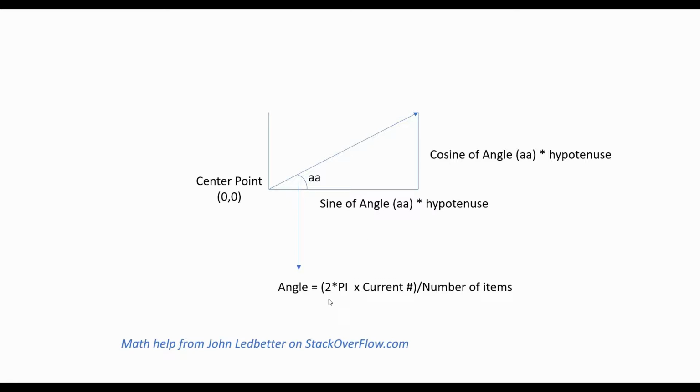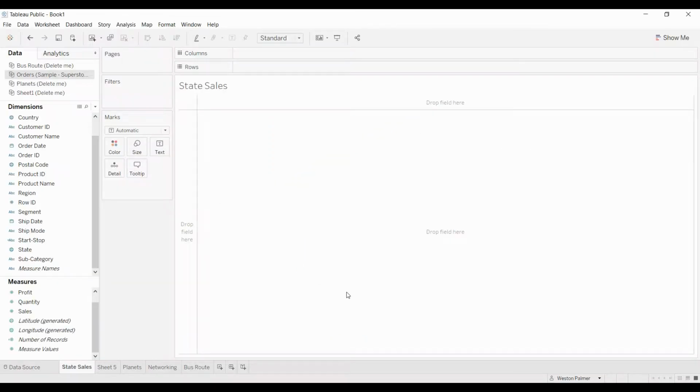Now the angle is going to be calculated by taking 2 times pi times the current number, the index value. You know, if you have 50, are you at number 1, number 2, number 20? So the current number, and then divided by the number of items in the whole data series. I got this math from John Ledbetter on stackoverflow.com.